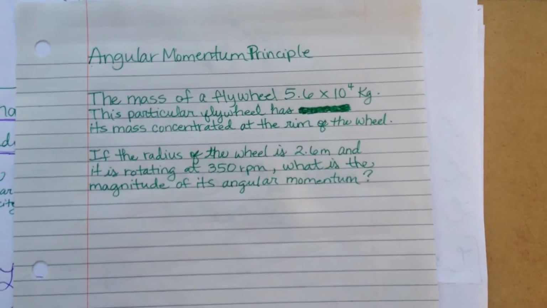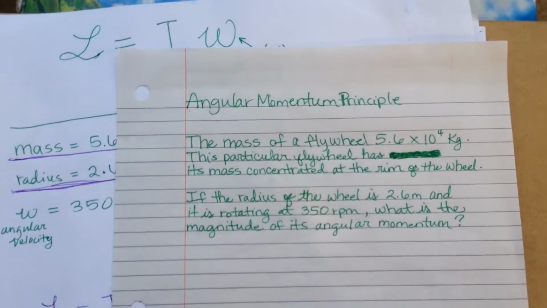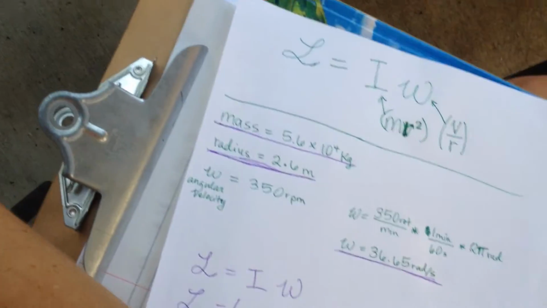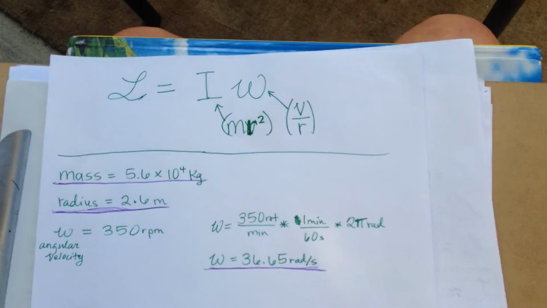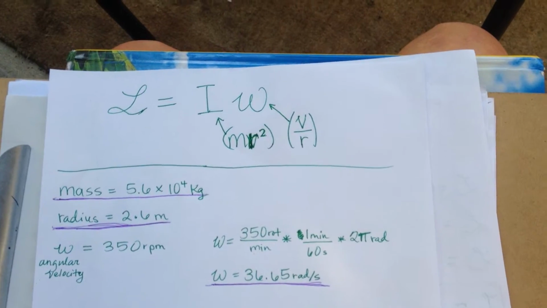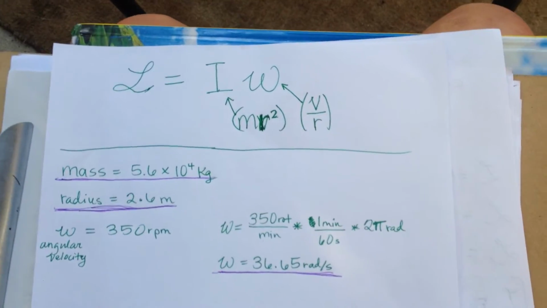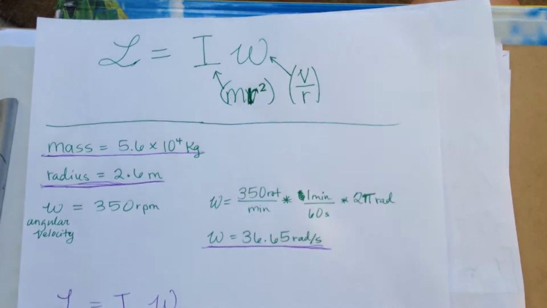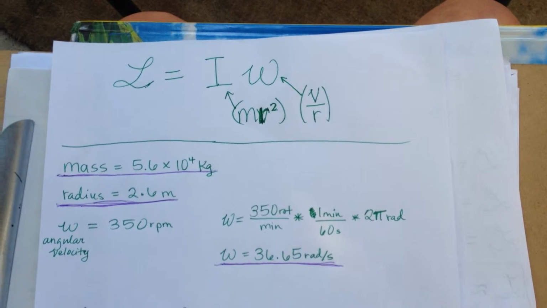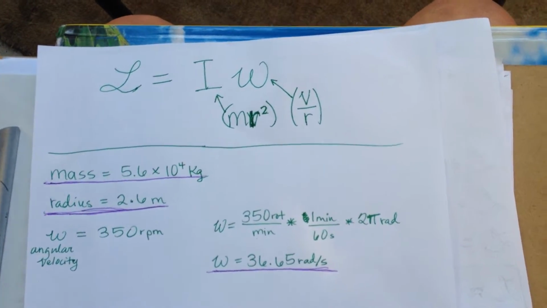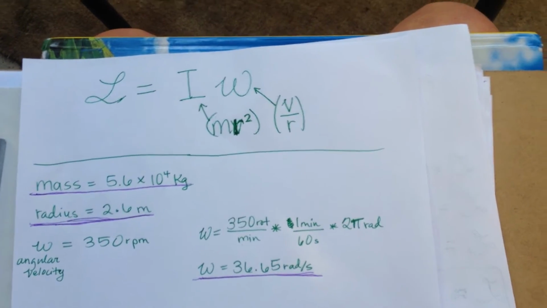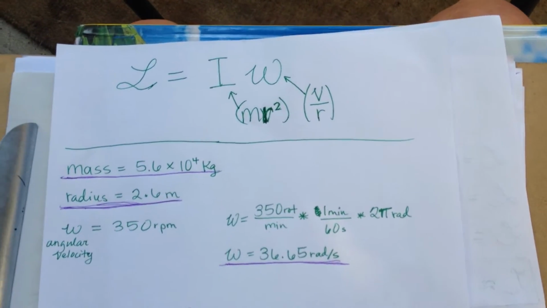So the first thing we need to do is know the angular momentum principle, which is at the top here. L equals I, which is inertia, times omega. That symbol looks like a W. It's actually a Greek symbol, omega, and it is the angular velocity.